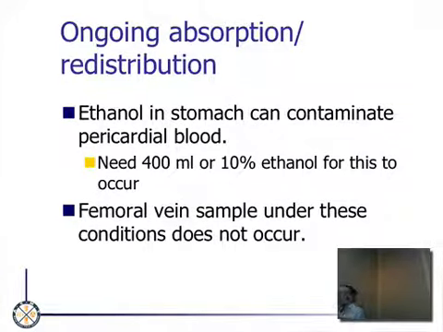Other examples of ongoing absorption or redistribution: ethanol in the stomach can contaminate the pericardial blood. He does caution, however, at least based on the reference, that you need about 400 mLs of a 10% ethanol for this to occur. So it does take a fairly significant amount. If this were to occur, a femoral vein sample under these conditions would not show this contamination from alcohol. So the best specimen to obtain would be a femoral vein specimen.